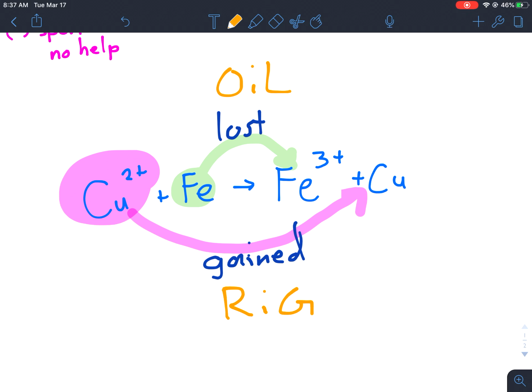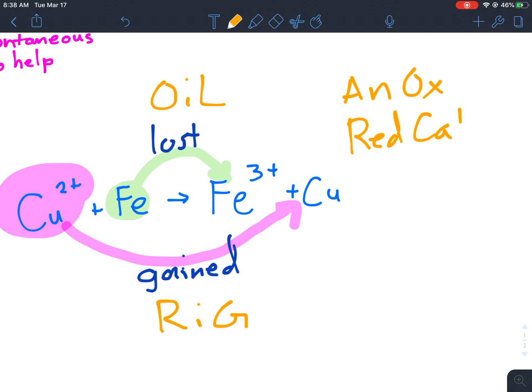Now, there's another phrase that you need to know. An ox, red cat. I teach my students an ox, red cat because I think it helps them. I just think of it as anode and oxidation both start with vowels, and reduction and cathode both start with consonants. So the anode takes place where oxidation occurs, and where reduction occurs is the cathode. So anode and cathode, that's what we're talking about when we're talking about electrochem.